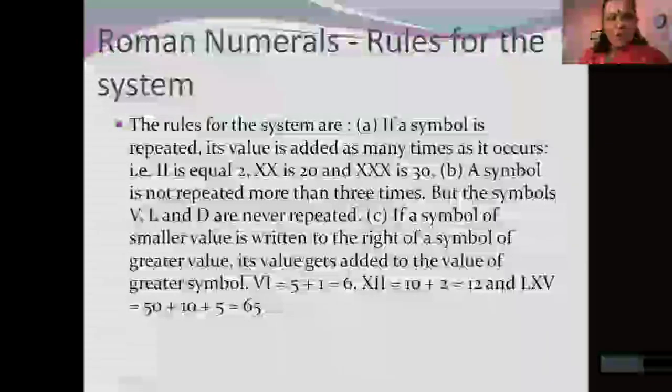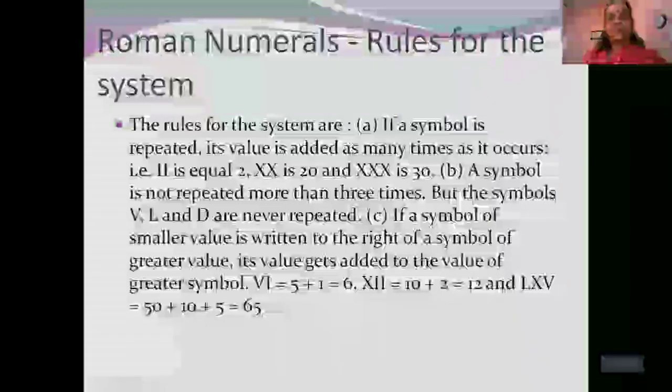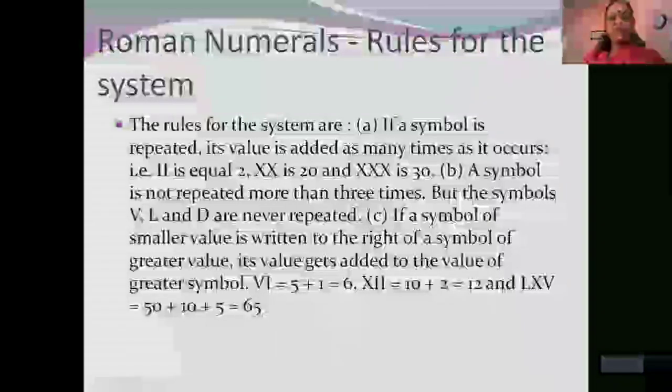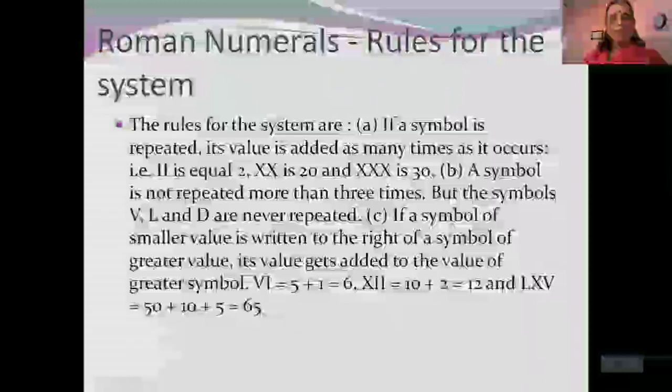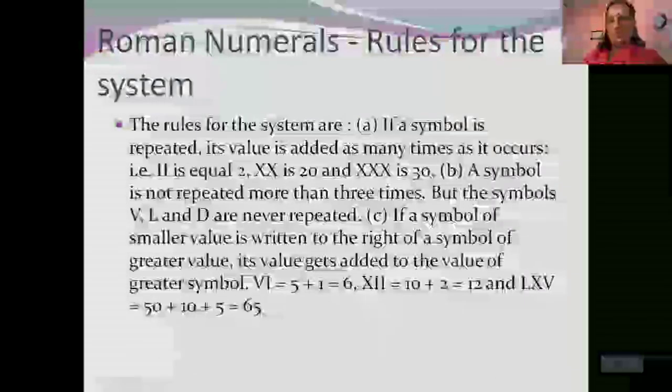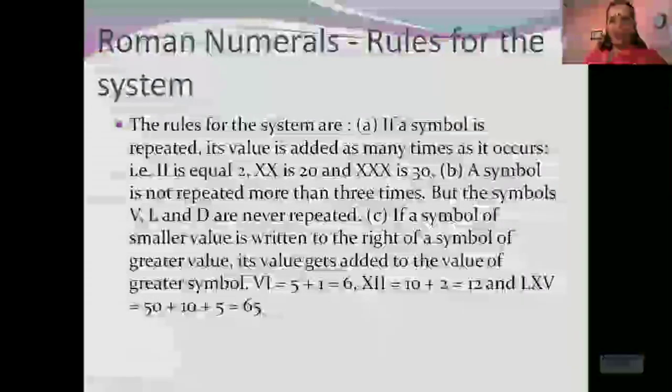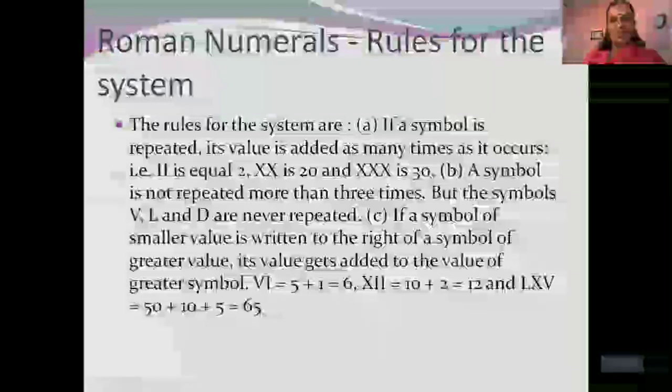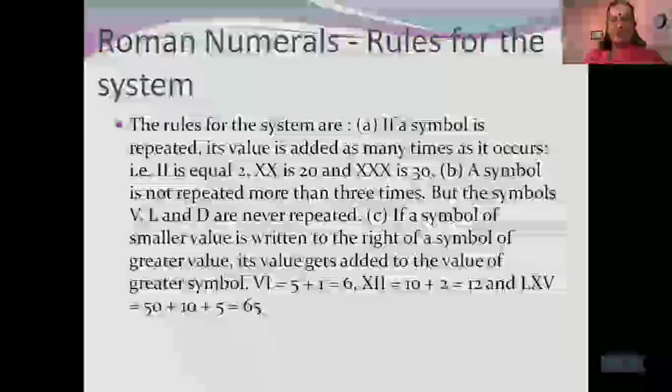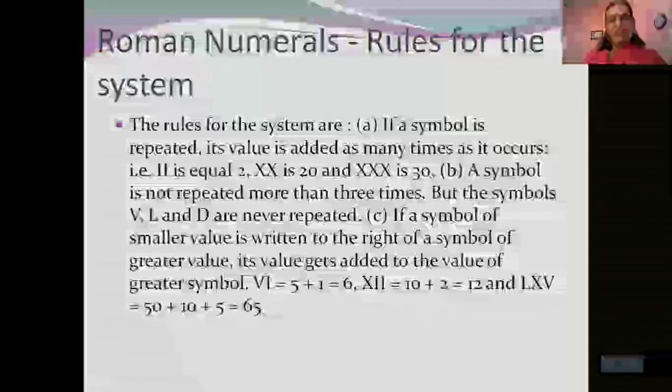If a symbol of smaller value is written to the right of a symbol of greater value, its value gets added to the value of the greater symbol. For 6 it is V1, 5 plus 1 is equal to 6. For 12 it is X 1 1, that is 10 plus 2, that is 12.